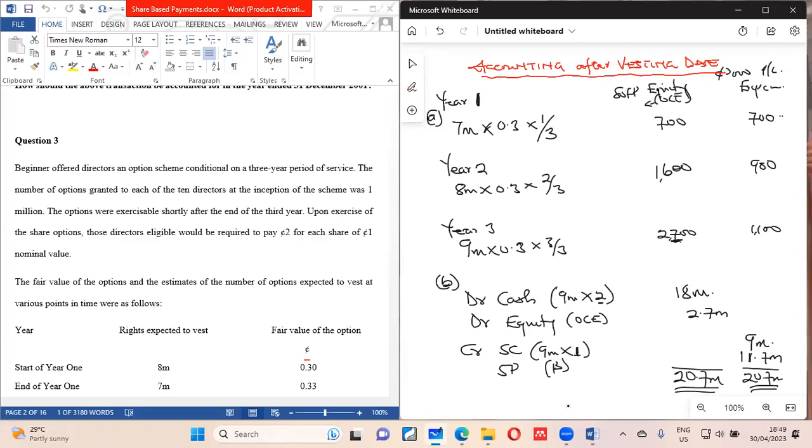Somebody can also sit down and say, okay, we already credited OCE with 2.7. And so, there has been an exercise of the shares at 2. All right, 2. So what you will do is that cash is coming in to the company. So therefore, we will debit cash of 18 million.